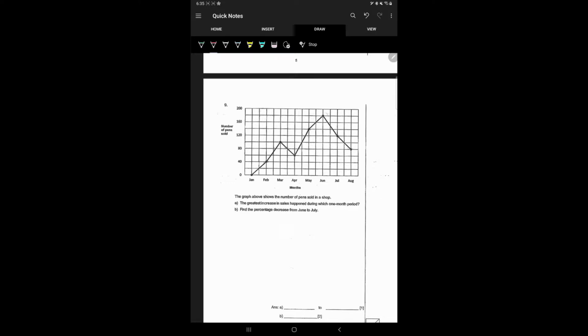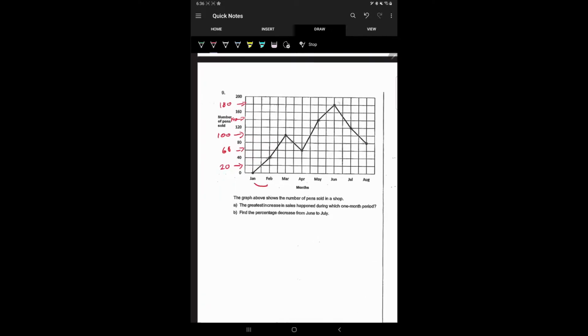So question number 9. So this is a graph that shows the number of pens being sold in each month. So January will be 0 pens, February will be 40 pens, and so on and so forth. So we know that each increment here is actually 20. So this will be 60, this will be 100. This will be 140, and this will be 180.